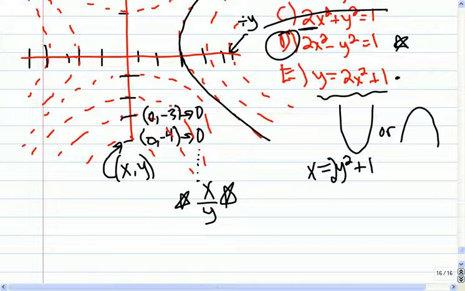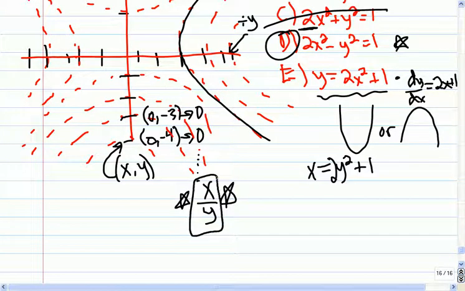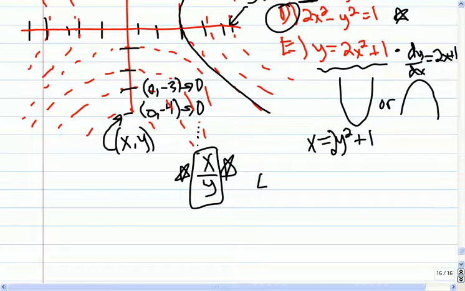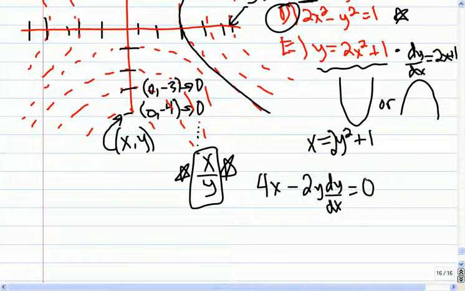In this instance, it's going to be dy by dx equals 2x plus 1. It's not that one there. If I do the one I had up here, it's implicit, so it's going to be 4x minus 2y dy/dx equals 0. Now I'll solve it for dy/dx.